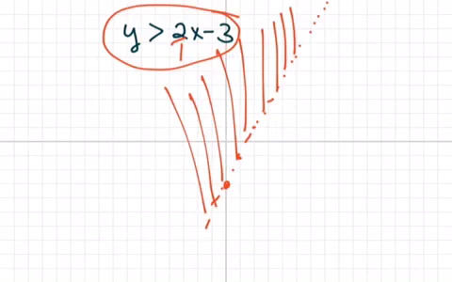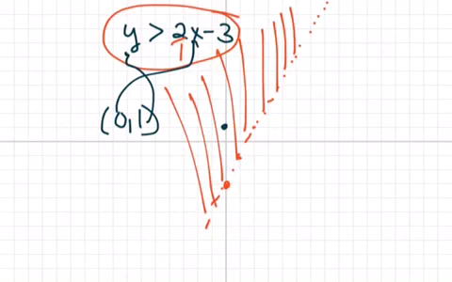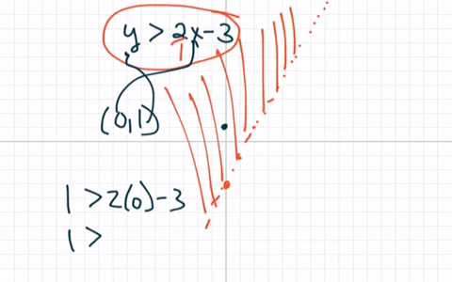So for instance, if we pick any darkened shaded point, such as the point 0, 1, if you plug 0 in for x, 1 in for y, then that should be a true statement. We should darken all the true statements. So we'll have 1 is greater than 2 times 0 minus 3. So 1 is greater than 2 times 0 is 0, take away 3, so -3. And we know that that is true, that 1 is greater than -3. My point is just simply that any place that is darkened makes the inequality true.